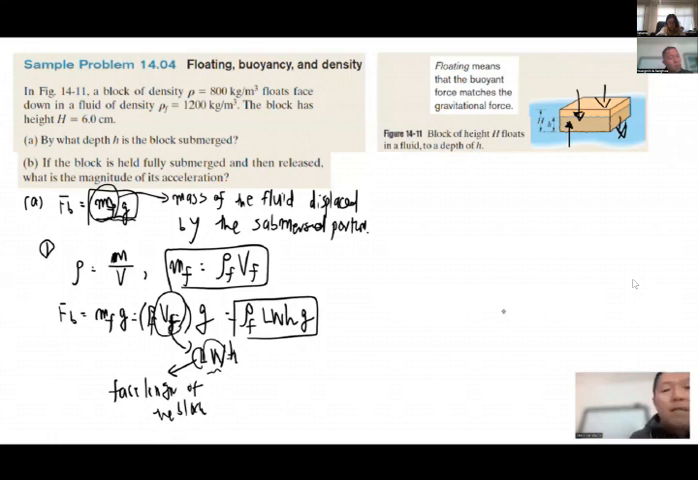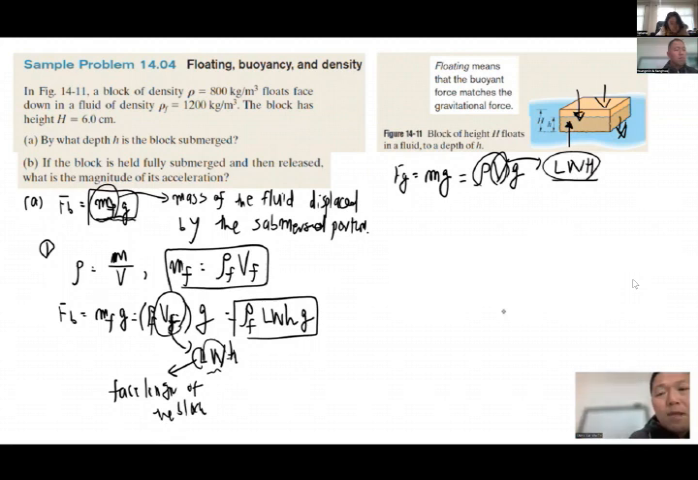Similarly, the gravitational force F_g is m times g. Here m is rho times the volume V, times g. The volume V is L W H, the volume of the block. So if you replace V with that, it is rho L W H g.